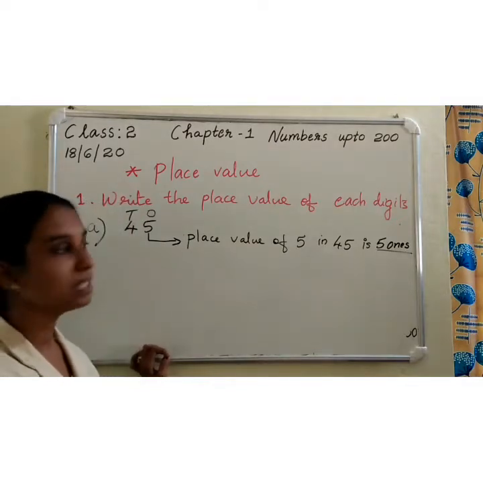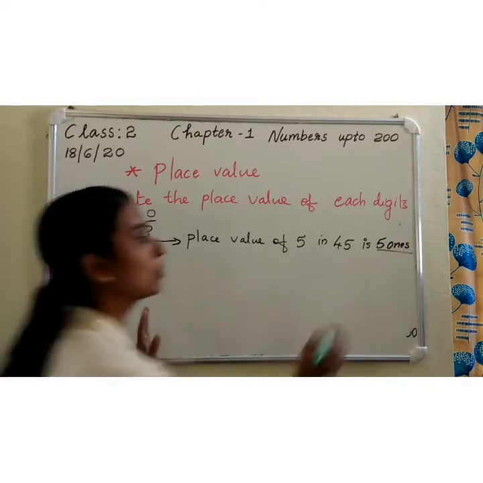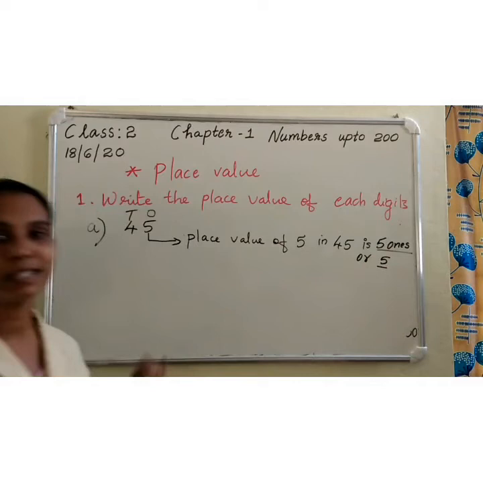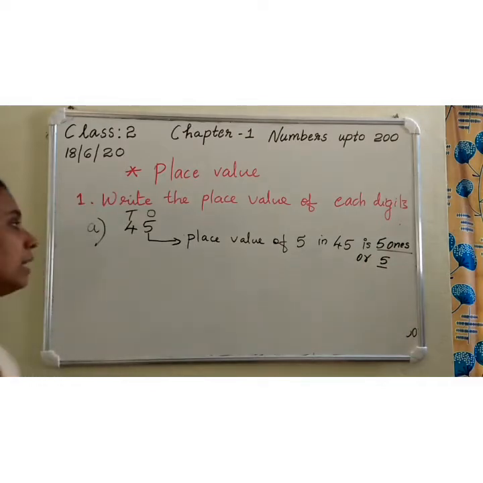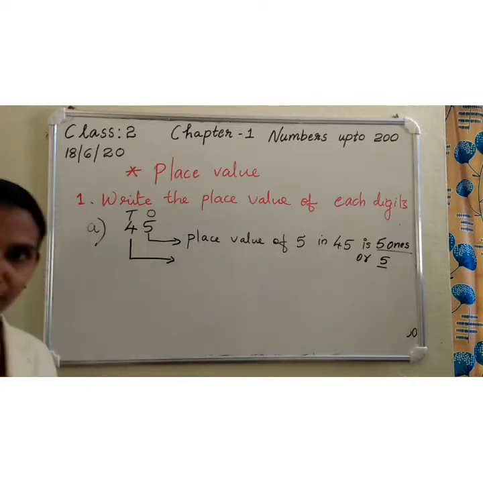5 1's. This 5 1's are 5. So you can put or, answer is 5. Get it? Then next one. What is the place value of 4 in 45?